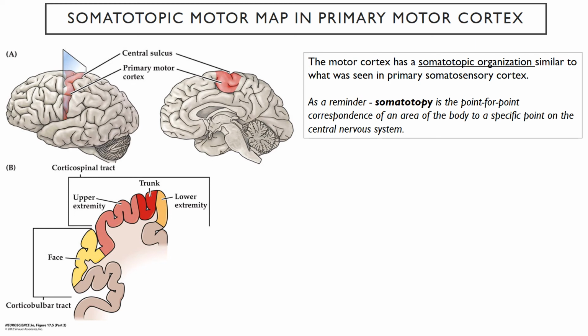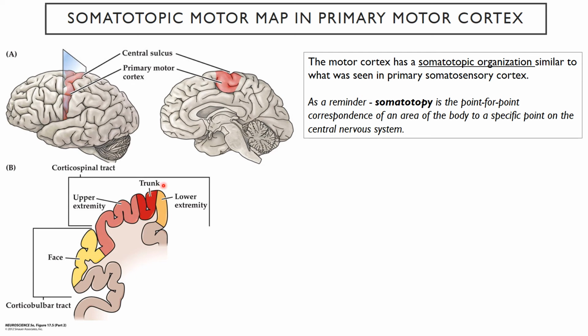It shouldn't be too surprising to hear that we also have a homunculus for the motor cortex. We talked about the somatosensory homunculus. We also have a motor cortex that has somatotopic organization. So this is another map within the nervous system, and its map actually matches the somatosensory cortex.